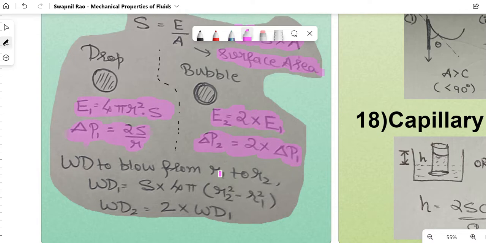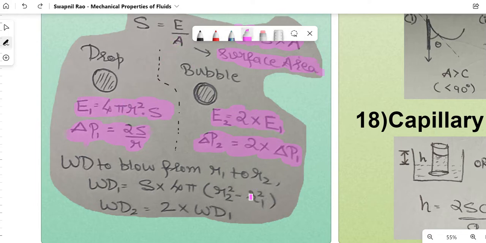Next one will be work done to blow from R1 to R2, which means, let's say the initial radius was R1, and you blow it using some kind of contraption to a bigger size of radius R2. In this case, if they ask you what is work done, then if you remember from work, power, energy, work is equal to change in U. The negative sign depends on the scenario. So using the same concept, we'll be using the same formula here.